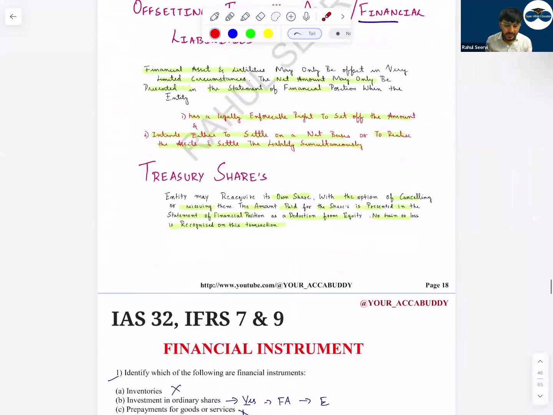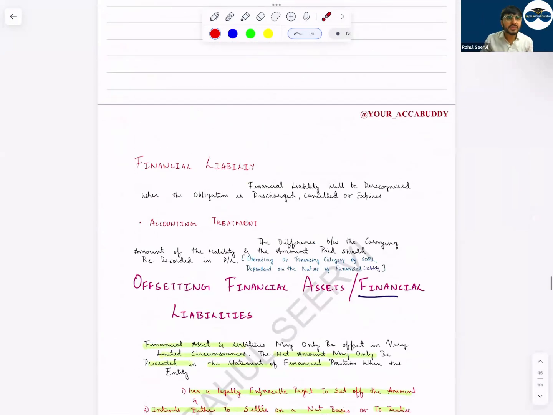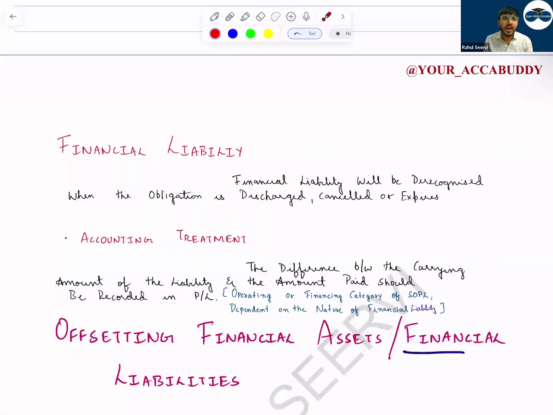So with this, we have completed our discussion regarding financial instruments: IAS 32, IFRS 7 and IFRS 9.